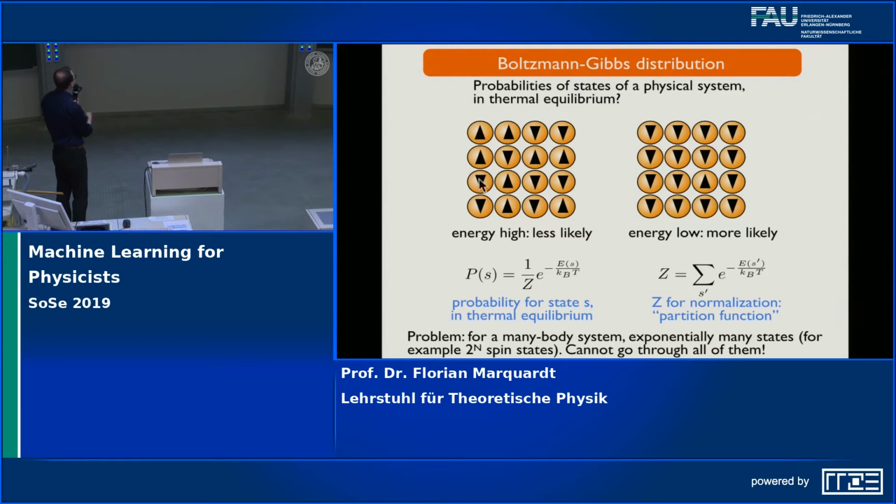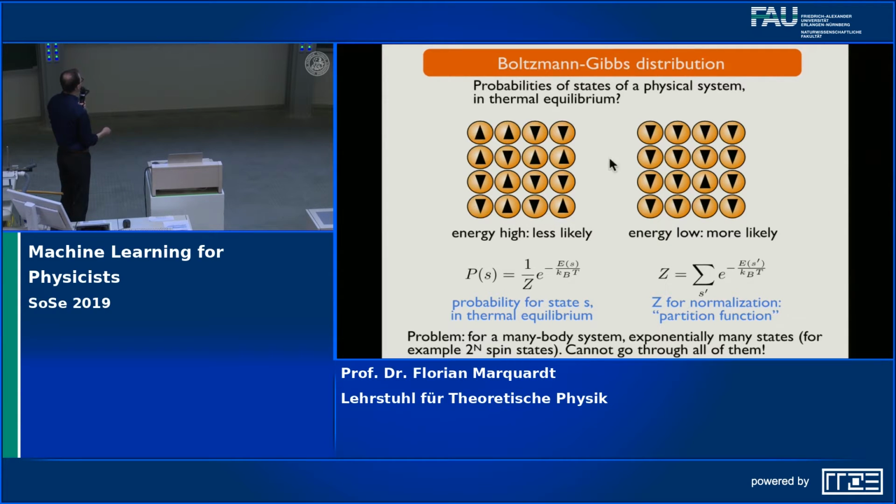Imagine you have a crystal lattice, and each atom has a spin. The spin can point down or up. But now these spins are interacting. You could think because of the magnetic dipole-dipole interaction, but that's actually not very important. There are other interactions like Coulomb interaction and exchange interaction that are important. So anyway, they are interacting.